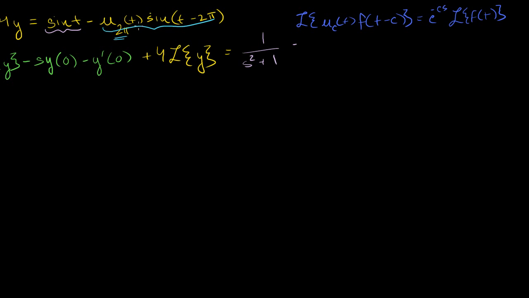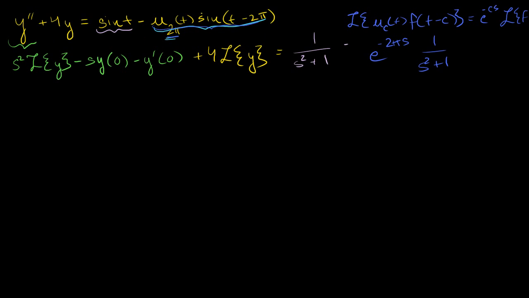Right? So if we're taking the Laplace transform of this thing, our c is 2 pi. Our f of t is just sine of t, right? So if we just do this piece right here, it's going to be equal to e to the minus cs. Our c is 2 pi. So e to the minus 2 pi s times the Laplace transform of f of t. f of t is just sine of t, right, before we shift it. This is f of t minus 2 pi. So f of t is just going to be sine of t. So it's going to be times 1 over s squared plus 1. This is the Laplace transform of sine of t.